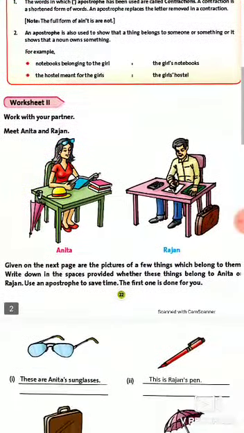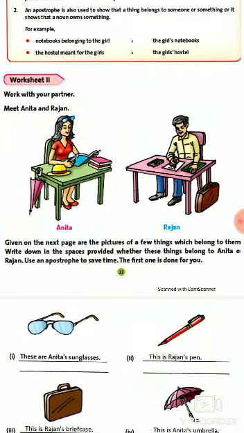An apostrophe is also used to show that a thing belongs to someone or something, or it shows that a noun owns something. For example, notebooks belonging to the girl will be known as the girl's notebooks. The hostel meant for the girls will be known as the girls' hostel.